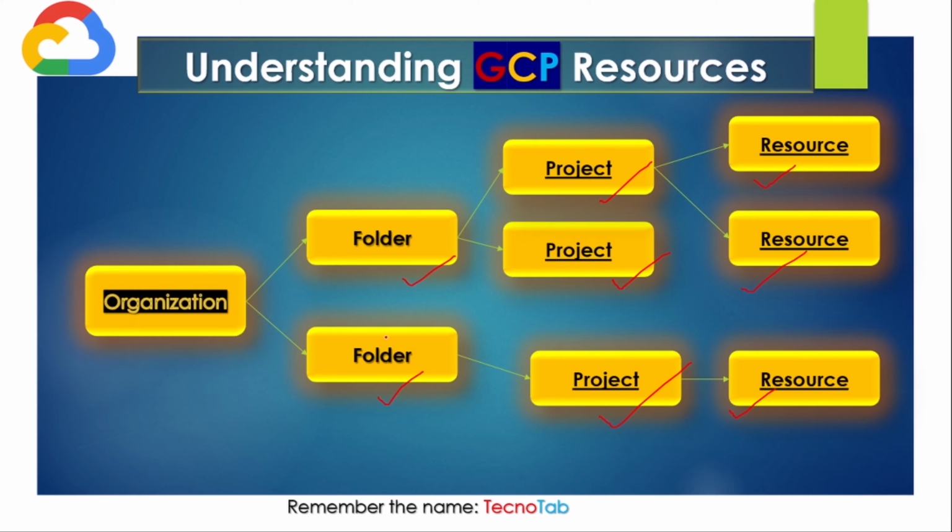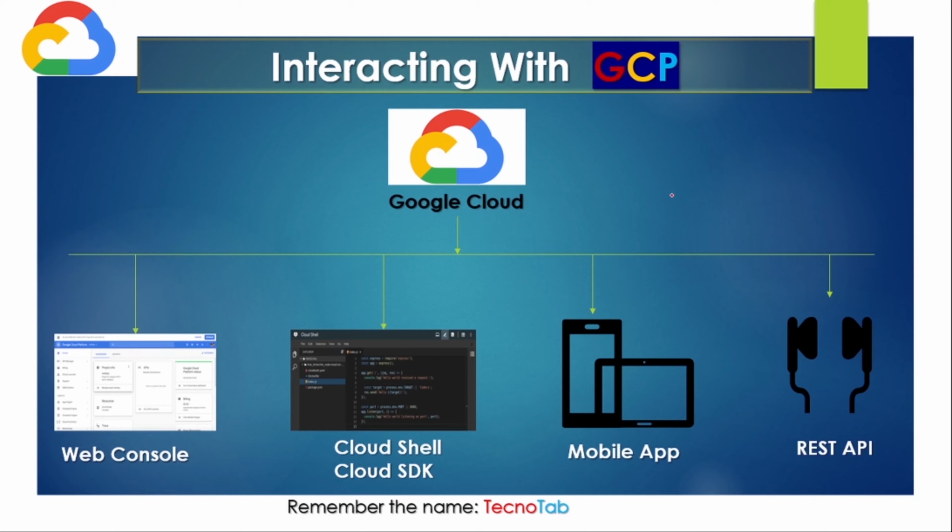But you can only visualize this if you have a G Suite account, or you can say a professional account. Then you will be seeing this organization, the folder, and inside that you will be seeing the project. But if you have an account that is only for private learning purposes, then you will only be able to see these projects, and inside those projects you will be able to see these resources. These will be only visible if you have the G Suite account, right? So we will have a closer look into this when we create any resource on GCP. The next thing is how do we interact with Google Cloud Platform?